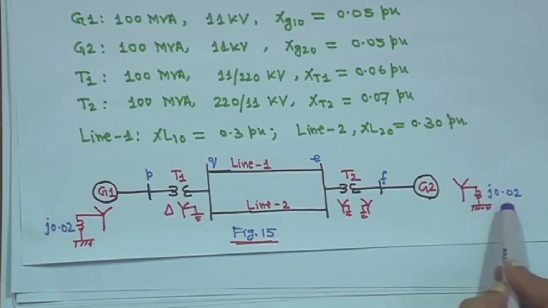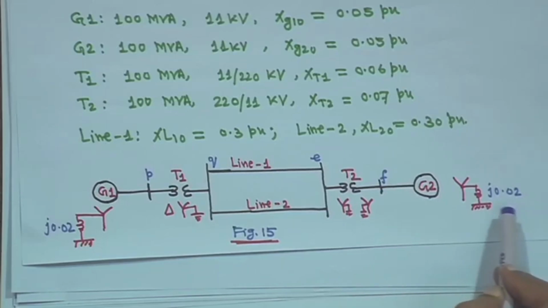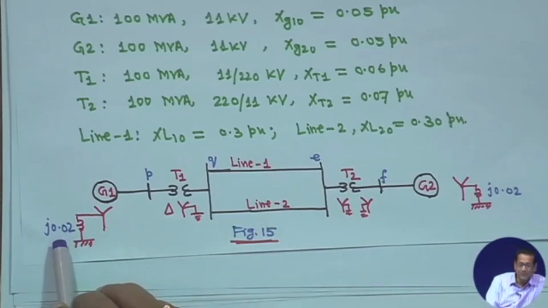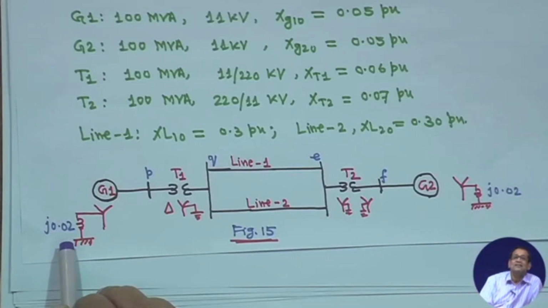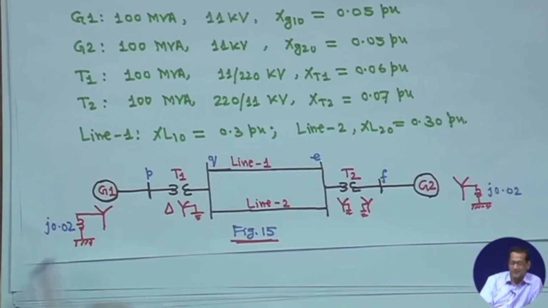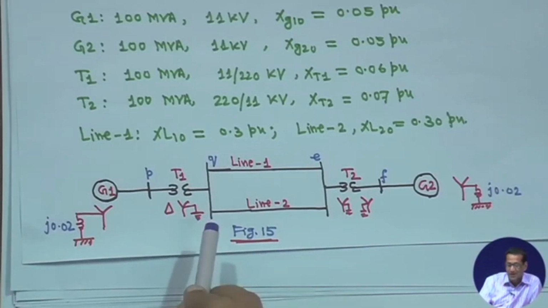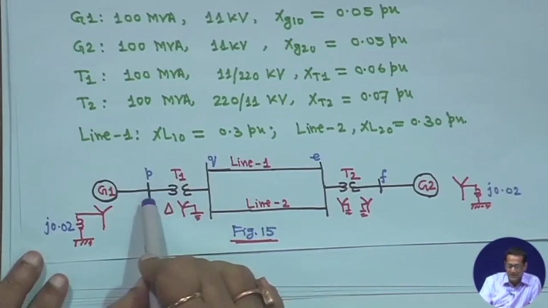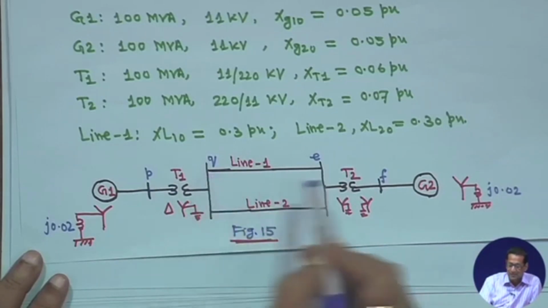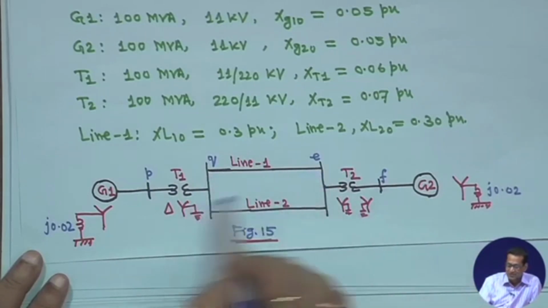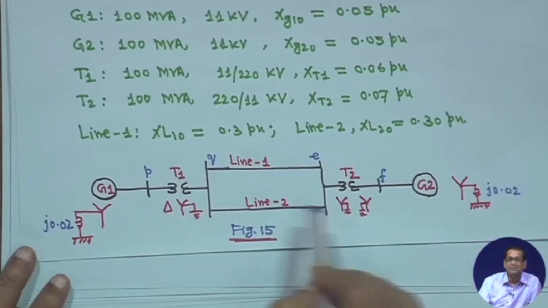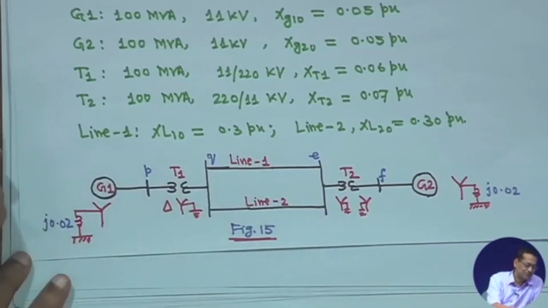Here Zn is given as j0.02. We have to multiply this by 3 because it will become 3Zn, so it will become j0.06, and here also j0.02 is given. We will draw the zero sequence diagram; it has to be multiplied by 3, so it will be 0.06. Now, mark all the points: there is a P before the transformer, after this Q, this is E, this is F. First mark them and then move step by step, and you will find things are very easy.